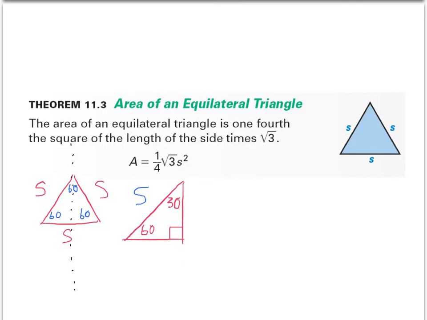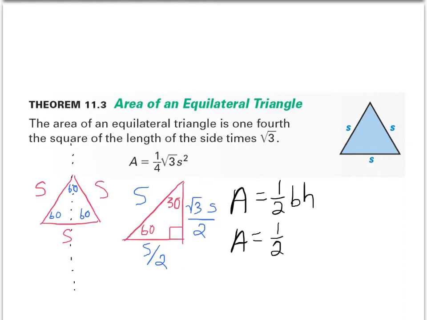Our base would now be S divided by 2. And opposite of 60 would be the longest side, which is the square root of 3 times S divided by 2. Now we know the area equation is 1/2 the base times the height.